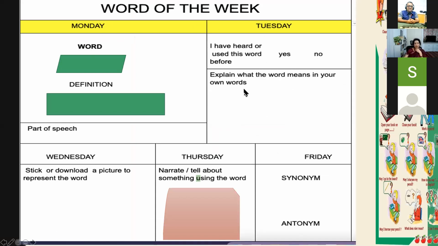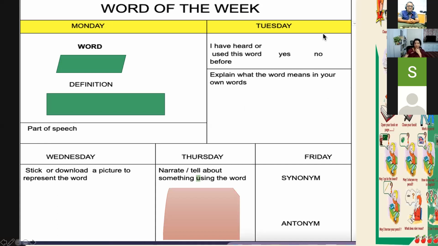Here you do it for the whole week, that word. You pick up a word and give the definition. This is a sheet where I would put your post-its with this word, and they can write the definition. On the next day, you say, have you heard this word before or used it before? It can be yes or no. If you have, then explain what the word means in your own words.